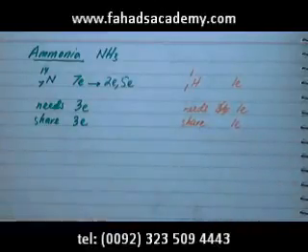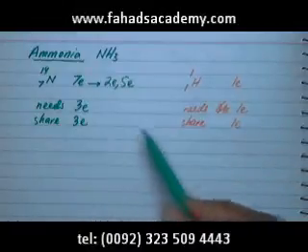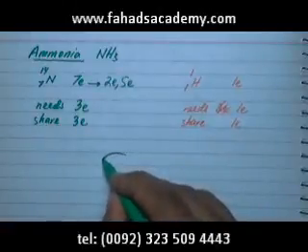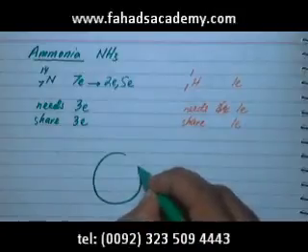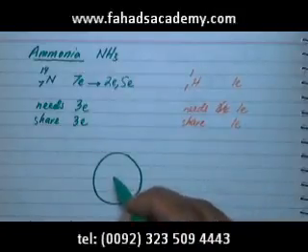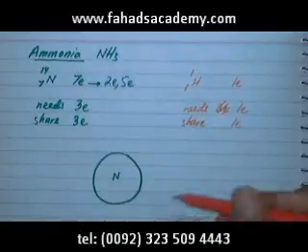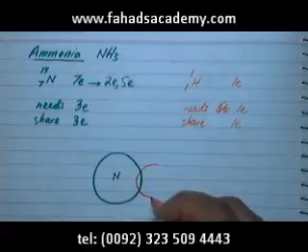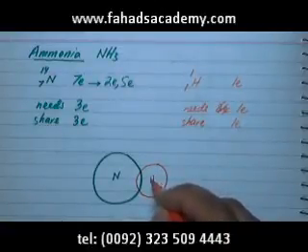Now again, we have a problem that the electrons are not being shared equally. Nitrogen needs to share three electrons, whereas hydrogen wants to share one electron. So I'm going to draw the outer shell of nitrogen. This is nitrogen, and I'm going to draw the outer shell of hydrogen. And let's draw a smaller atom because hydrogen is a smaller atom.